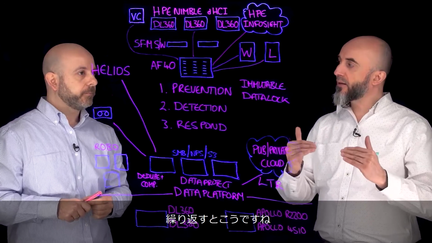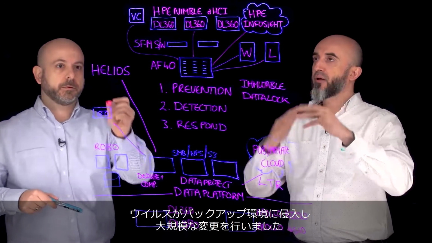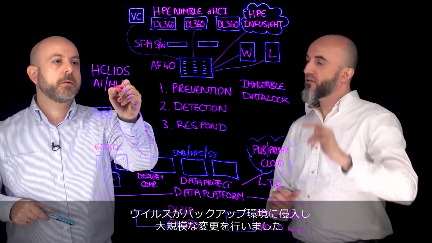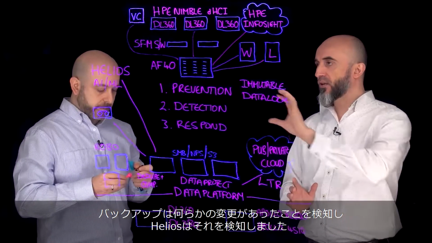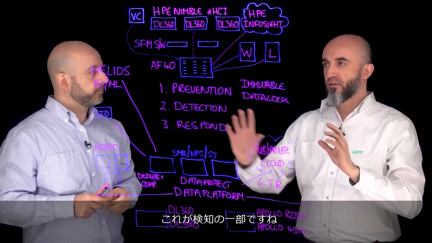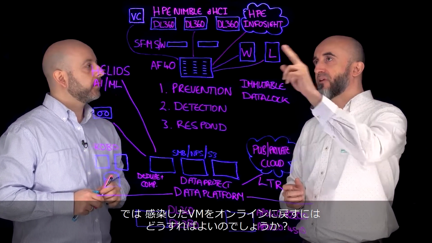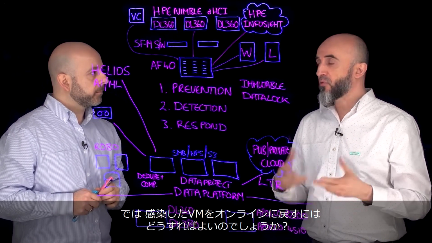So let's run it back again. So basically, a virus came into the environment, you're doing backups, it made a mass change, the backup detected there was some change done, Helios detected that. And now let's just say that's part of your detection phase, right? So now how do we make sure that whatever VMs are infected could be brought back online?